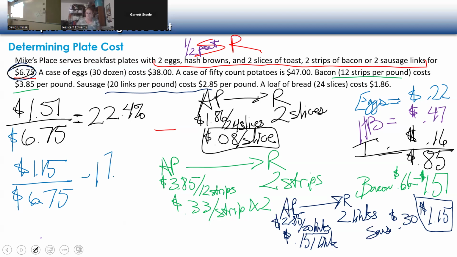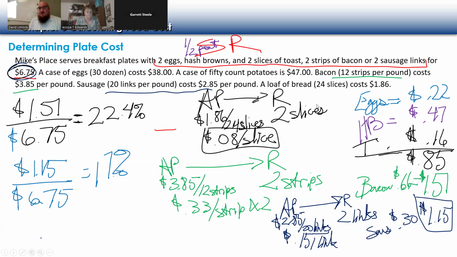$17.17%. See the difference of the cost percentage? So every time that I sell a sausage plate, I'm going to make a little bit more money. My profit's going to be a little bit more. Okay. Questions, comments, concerns? Cool.